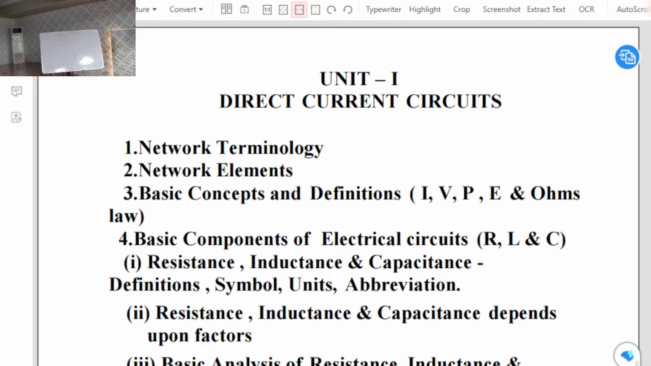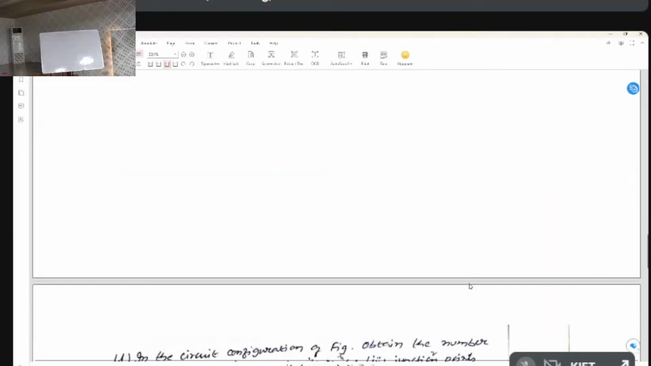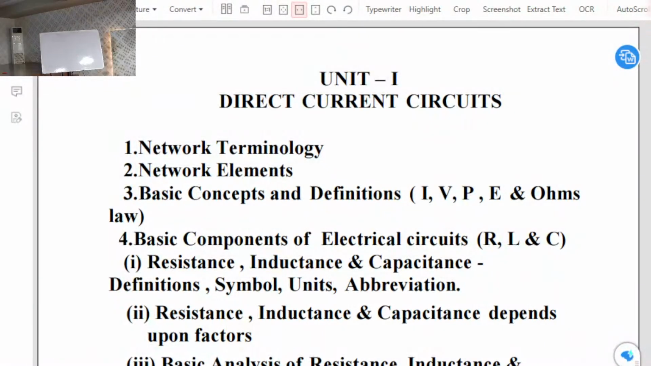The latecomers, please listen very carefully. Part A is divided into 3 units. Unit 1, DC and AC circuits. Unit 2, meshes and measuring instruments. Unit 3, energy resources, electricity bill and safety measures. These 3 units come under electrical. We'll go for Part B later. First, we'll complete the electrical part.